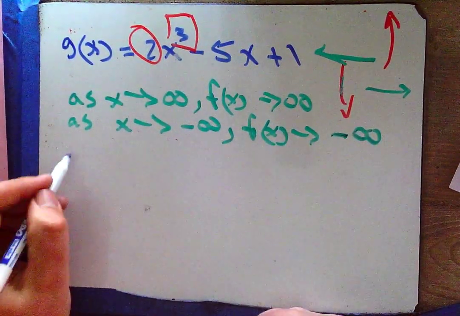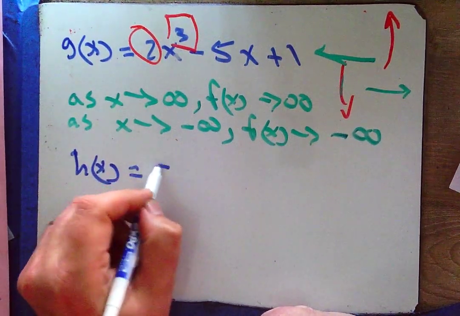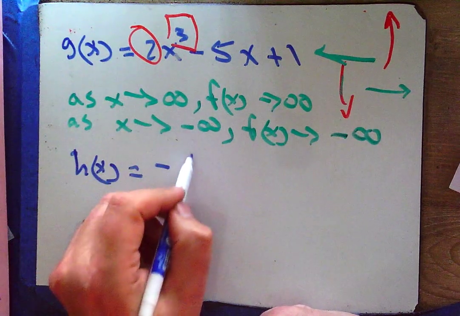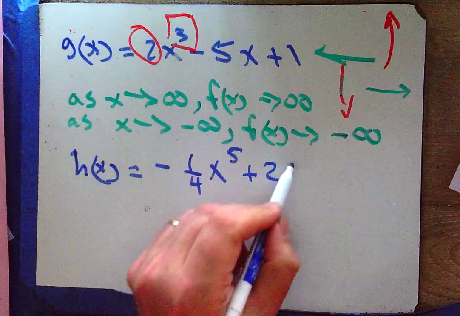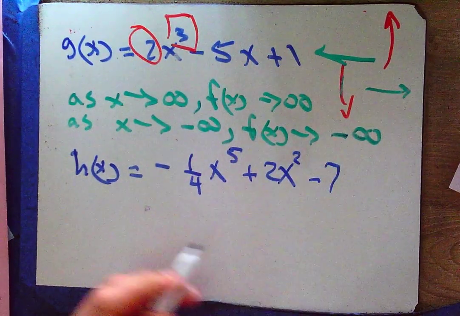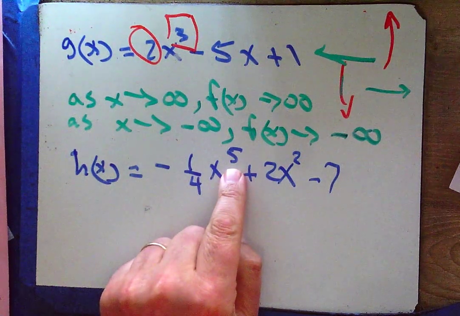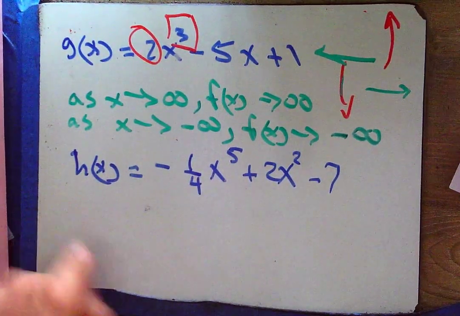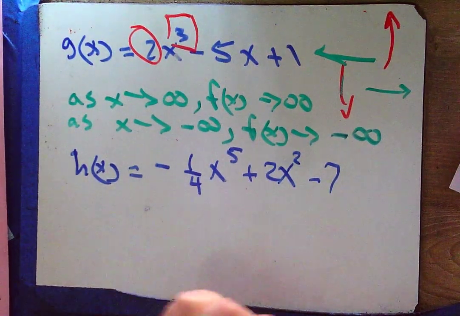Okay, last one. h of x equals negative 1/4 x to the fifth plus 2x squared minus 7. All right. I see an odd degree polynomial with a negative leading coefficient. Please write down the end behavior for that polynomial. Come back when you're done.